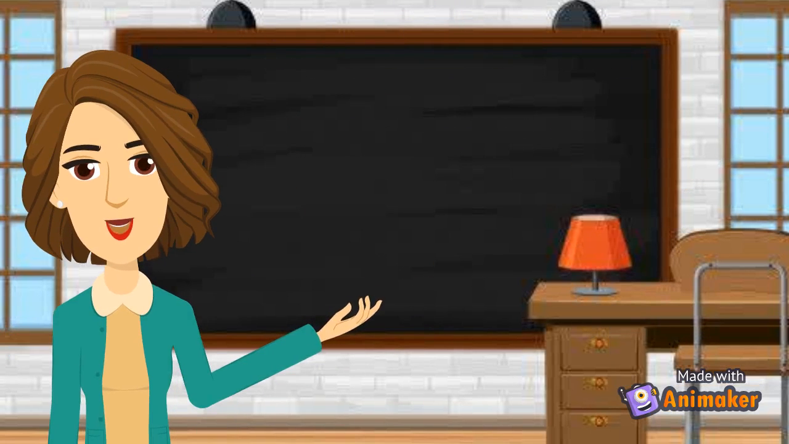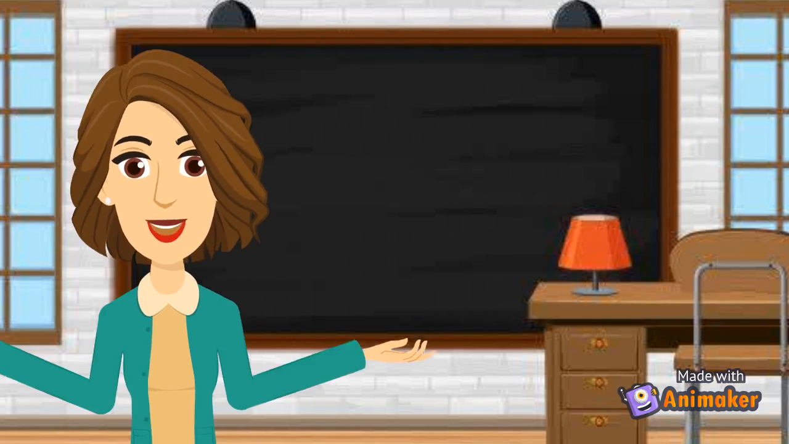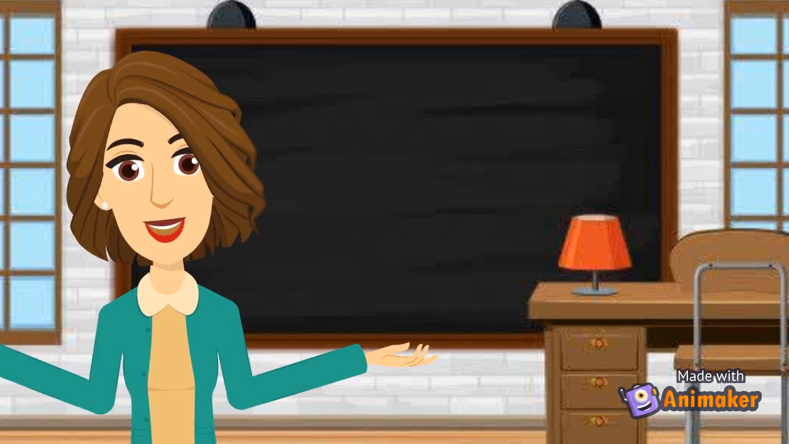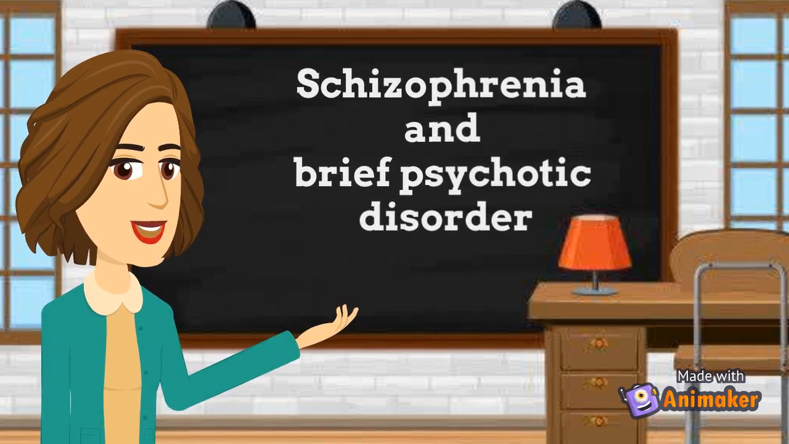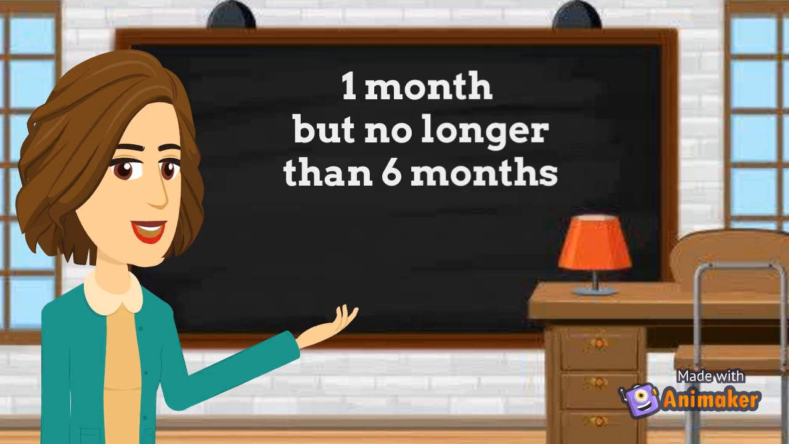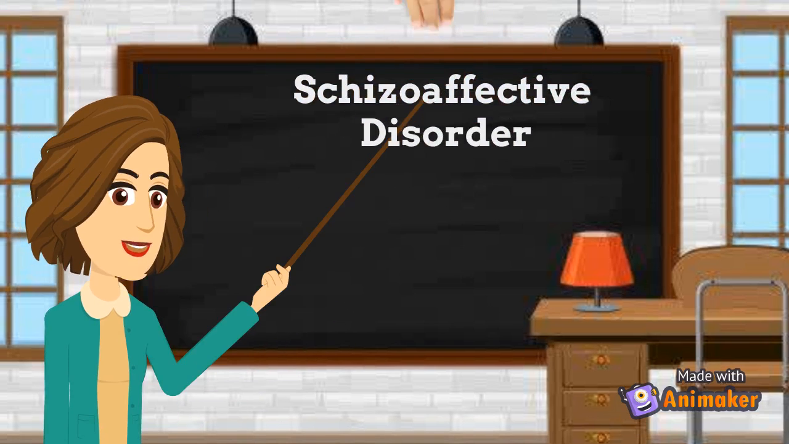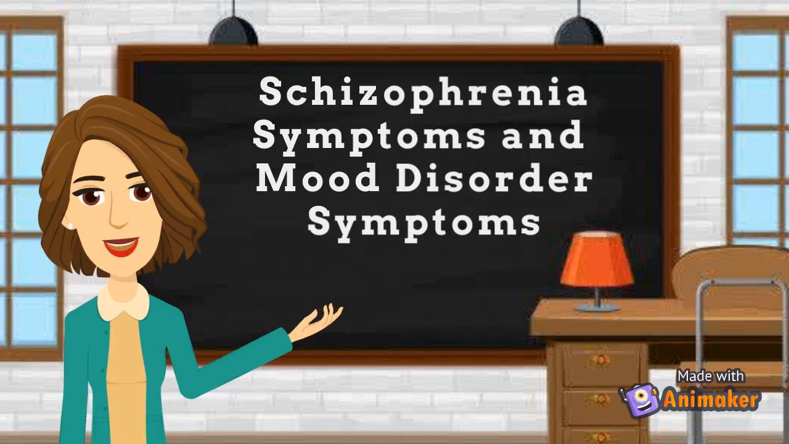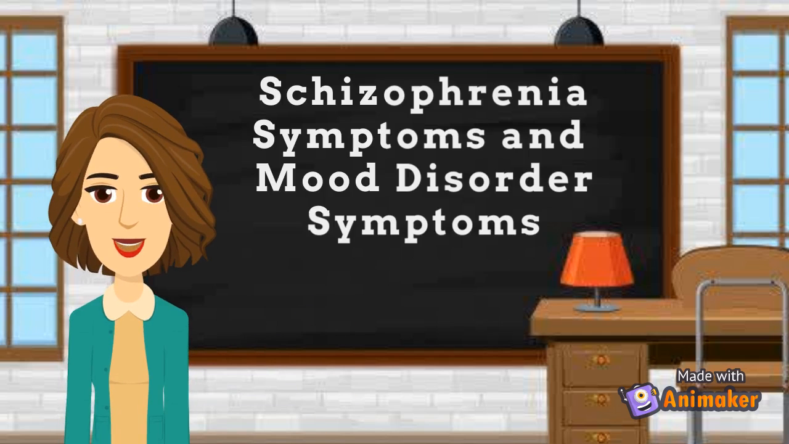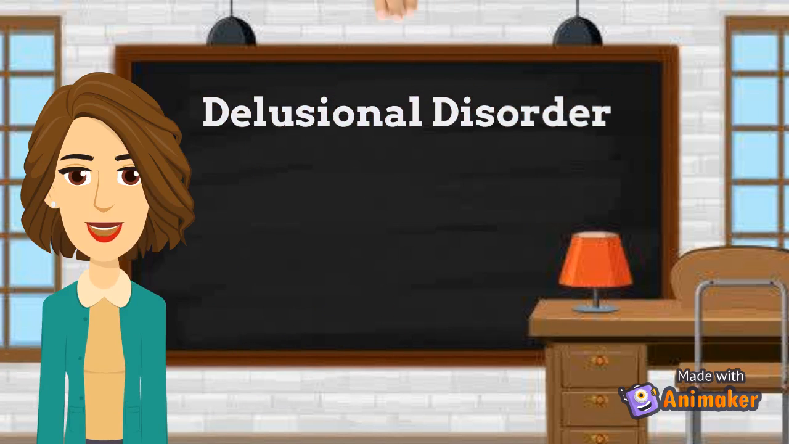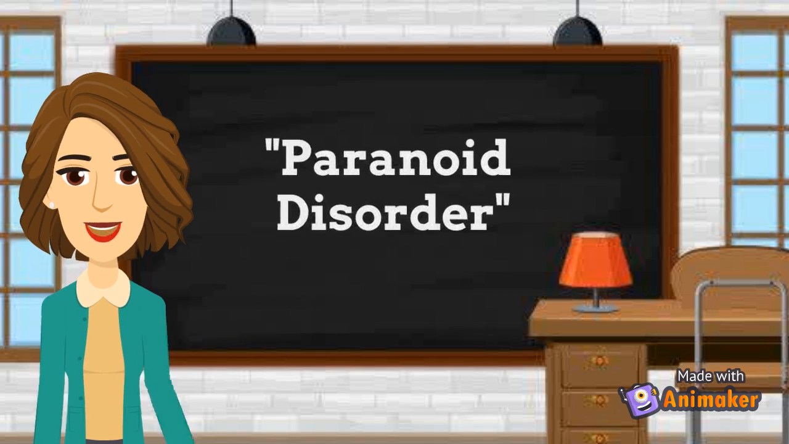Schizophreniform disorder. This is like schizophrenia with the exception of the length of presentation of symptoms. Schizophreniform disorder is considered an intermediate disorder between schizophrenia and brief psychotic disorder, as the symptoms are present for at least 1 month but no longer than 6 months. Schizoaffective disorder is a mental health disorder that is marked by a combination of schizophrenia symptoms and mood disorder symptoms such as depression or mania. Delusional disorder, previously called paranoid disorder.